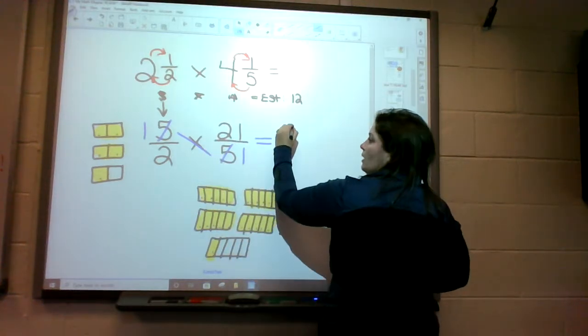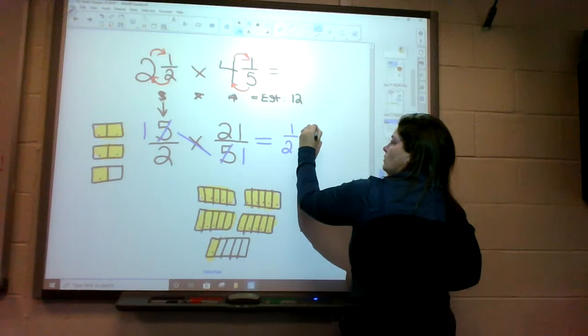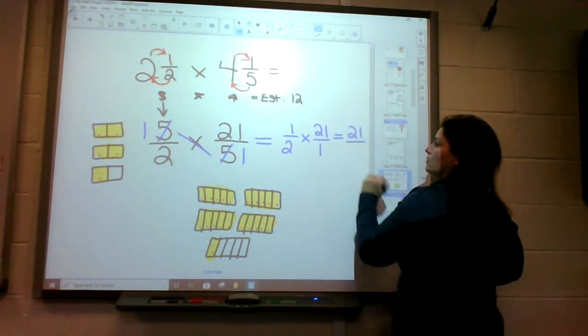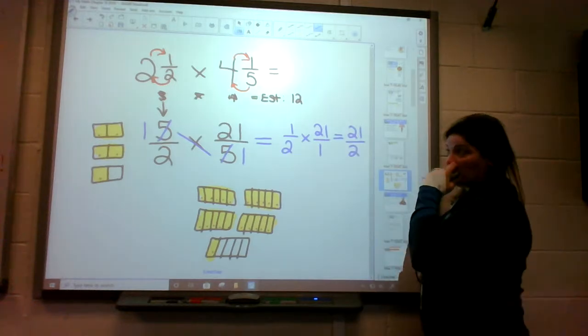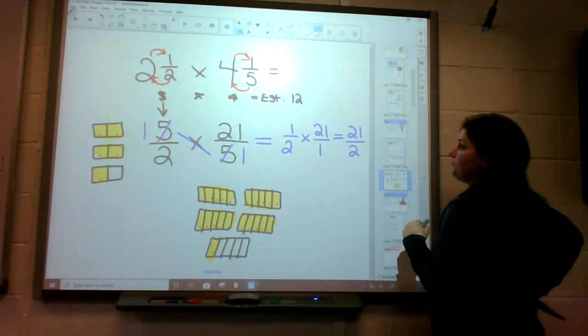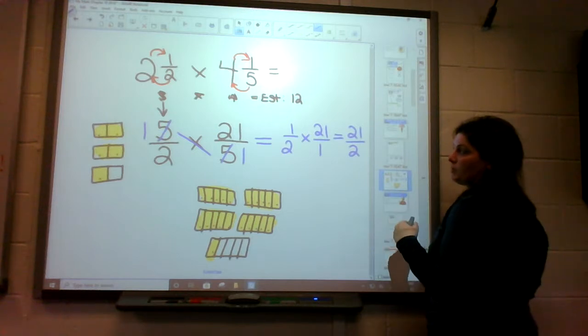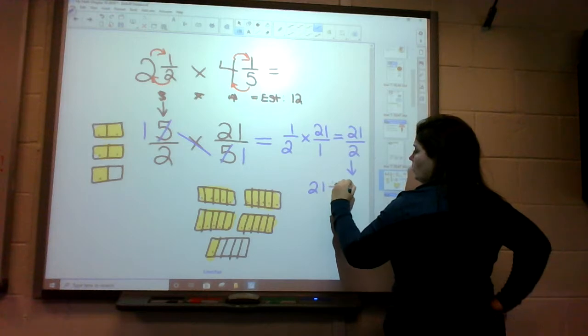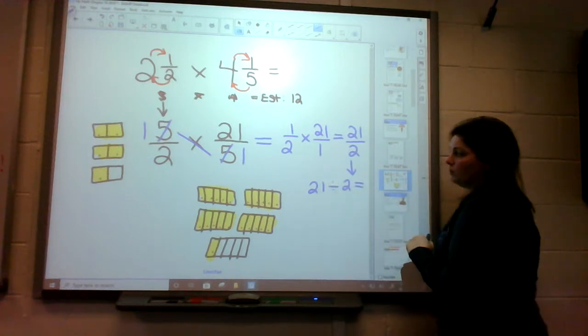And then I can multiply across. So I'm just going to rewrite that. 1 times 21 equals 21. 2 times 1 equals 2. It's a lot better than having to find 21 times 5. So my last step now is to simplify 21 over 2, which is really 21 divided by 2.